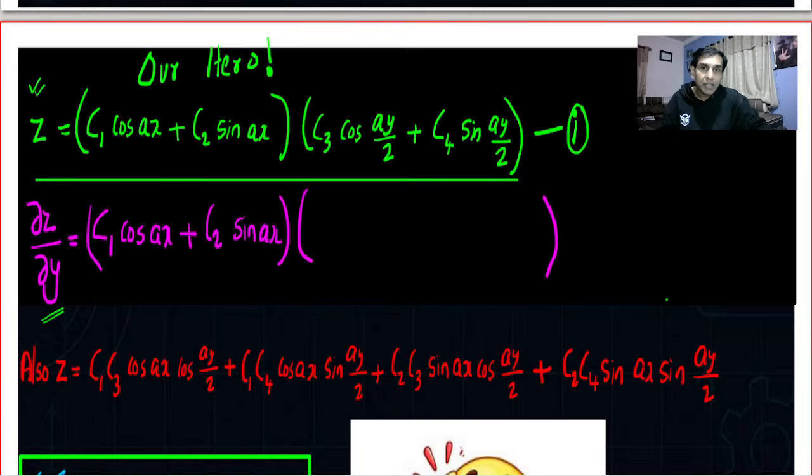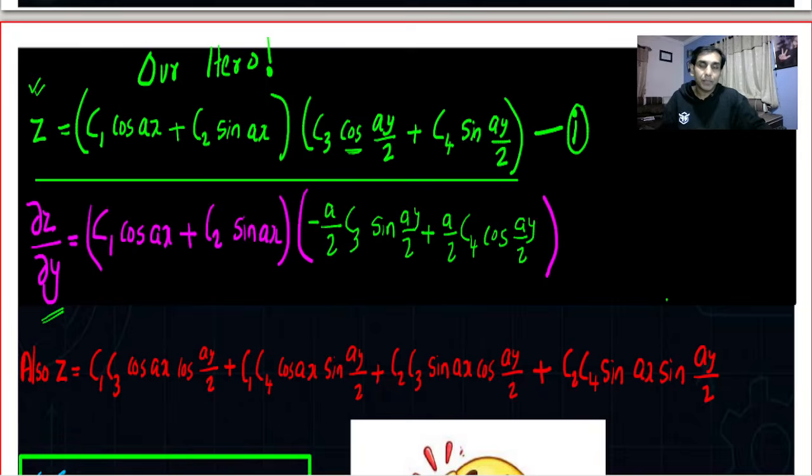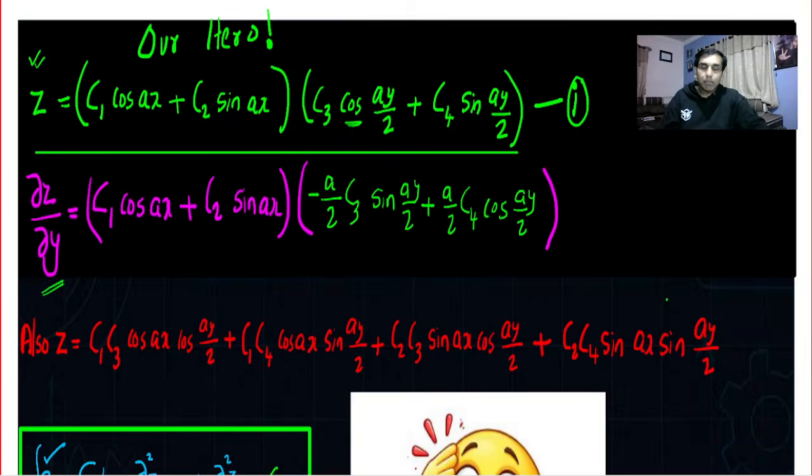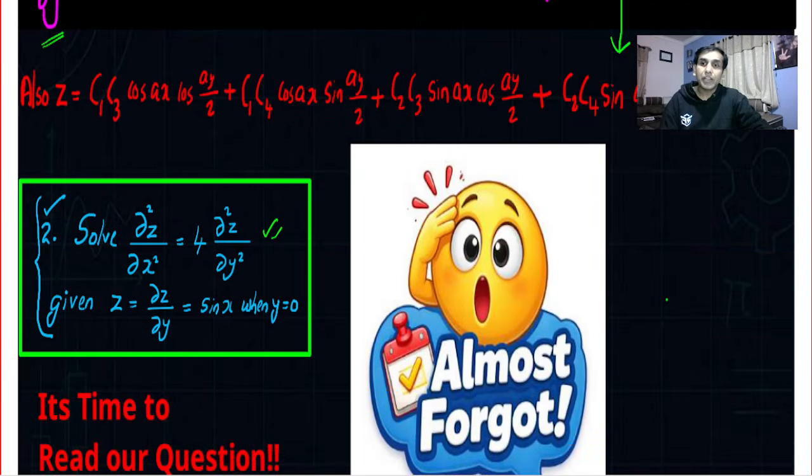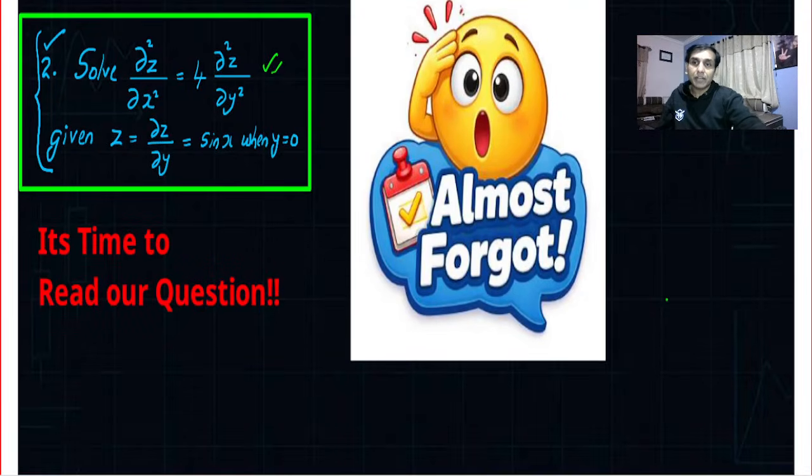So the derivative will be, the derivative of cos is minus sine and this constant will come. So I'm going to write minus a by 2 c3 sine a by 2 into y plus a by 2 c4 cos a by 2 into y. Okay, now I multiplied this so that we can, can you see this and this are the same. I just multiplied it c1 c3. And now we are ready to apply the condition. Now look at this. These problems are always very, very long. So now and then read the question. So I have kept the question here.